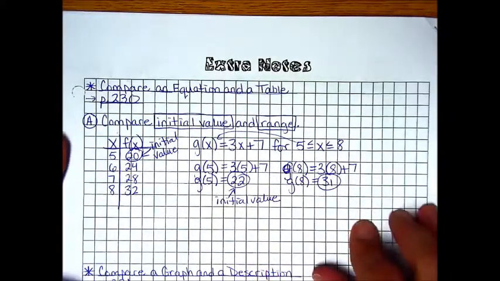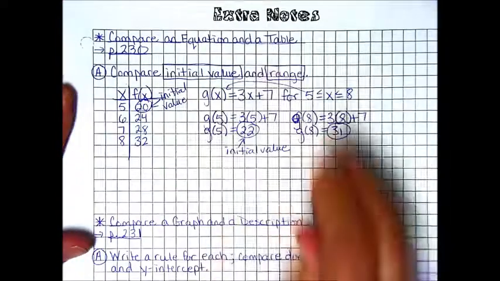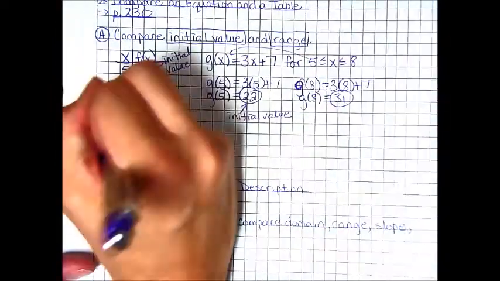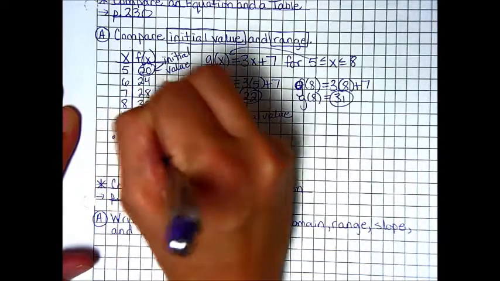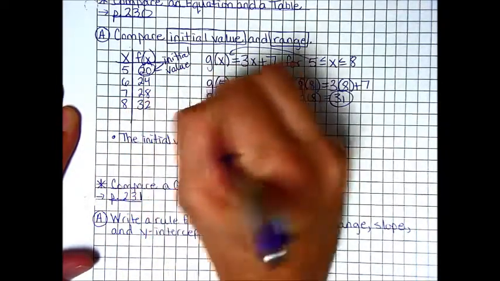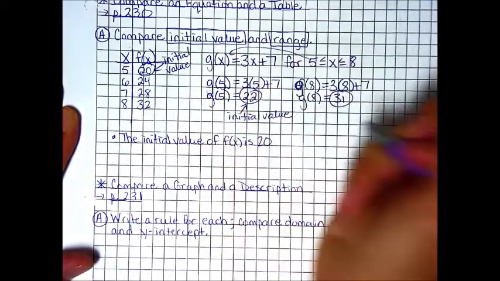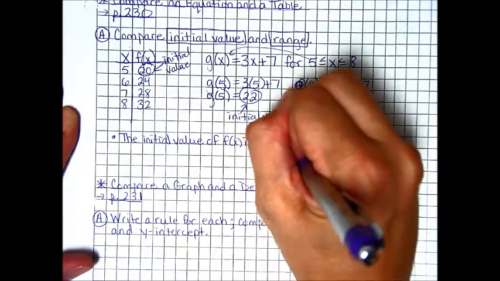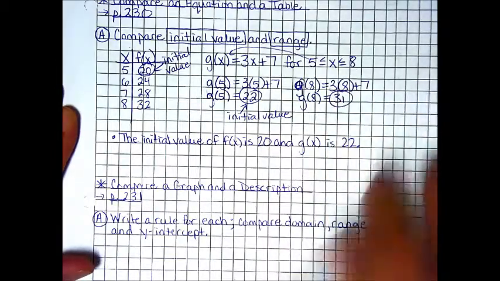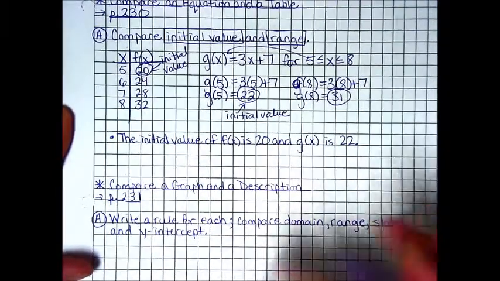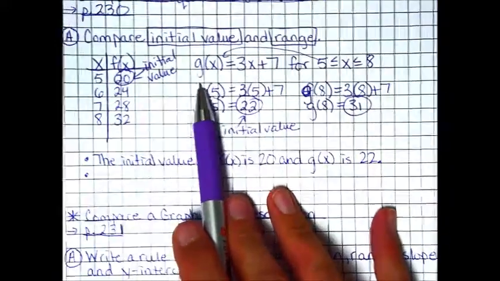So here is what you are going to want your answers to look like to hit all of the points that they want. You are going to write me 3 statements. You're going to write the initial value of f of x is 20, and g of x is 22. That covers you. Hey, I've compared the initial value.